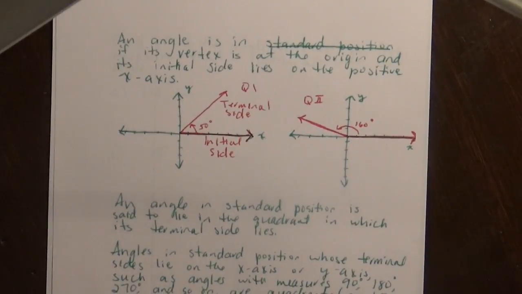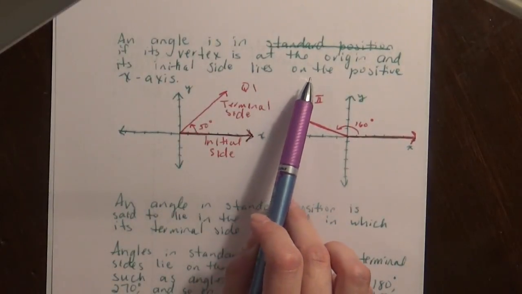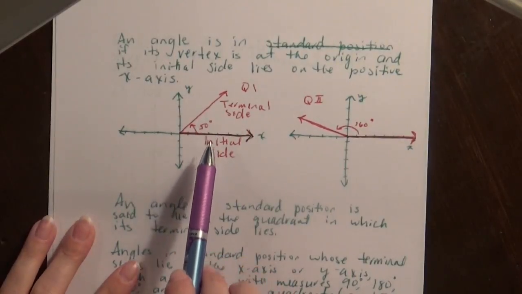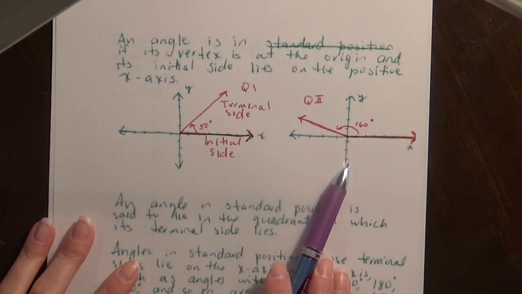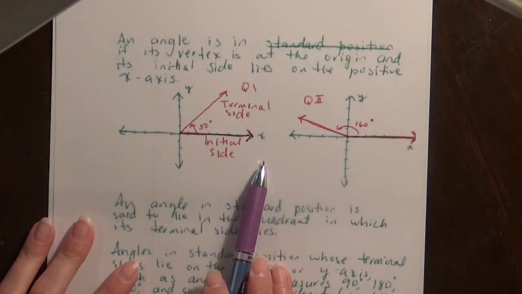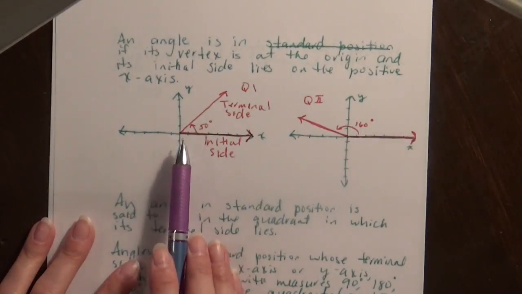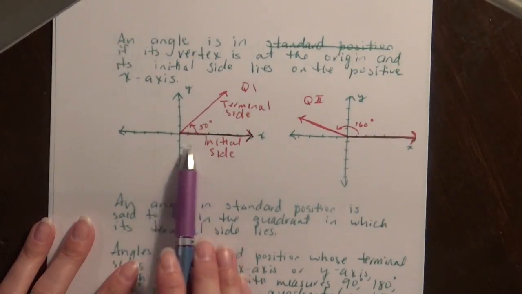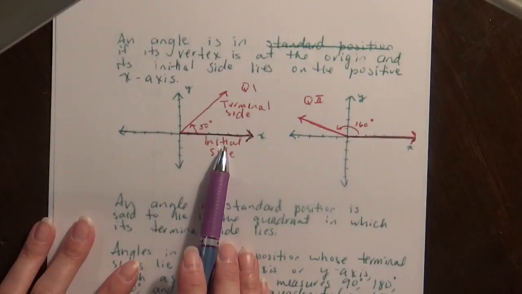So more important terminology here. An angle is in standard position if its vertex is at the origin and its initial side lies on the positive x-axis. So these are two examples of angles that we would consider to be in standard position. Their vertex needs to be at the origin. Their initial side, or their starting side, is going to be on the x-axis.